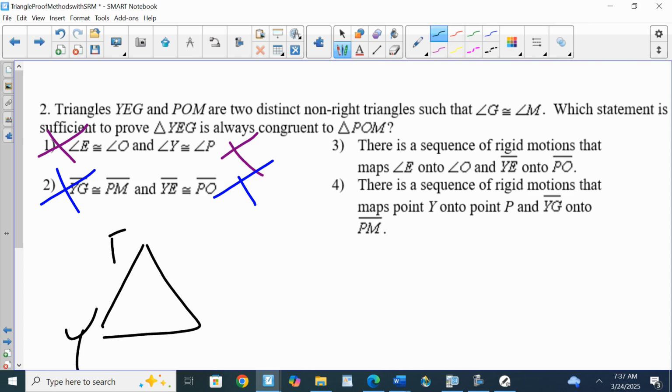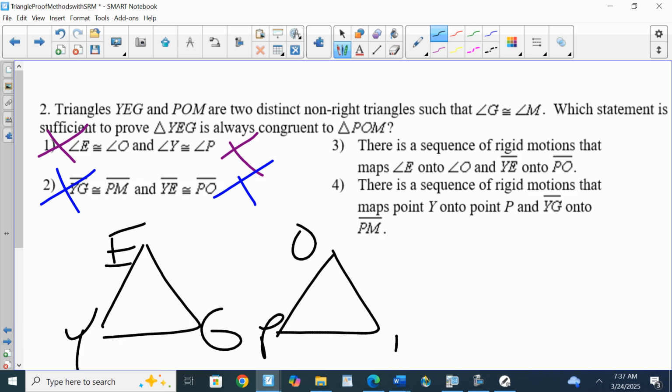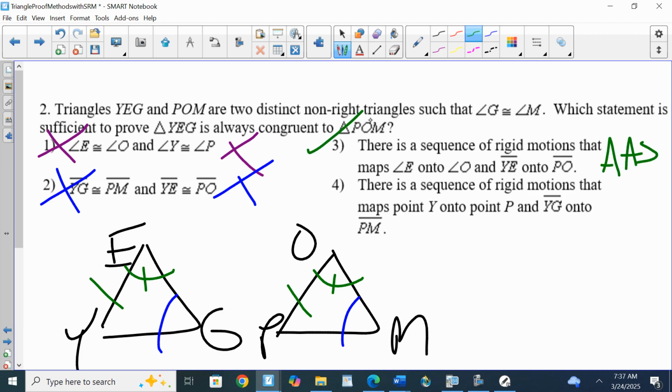Y, E, G, P, O, M. There is a sequence of rigid motions. So again, I have angle G and angle M already. There's a sequence of rigid motions that maps angle E onto angle O. That's good. Angle onto angle is good. And YE onto PO. That is angle, angle, side. And that is good.